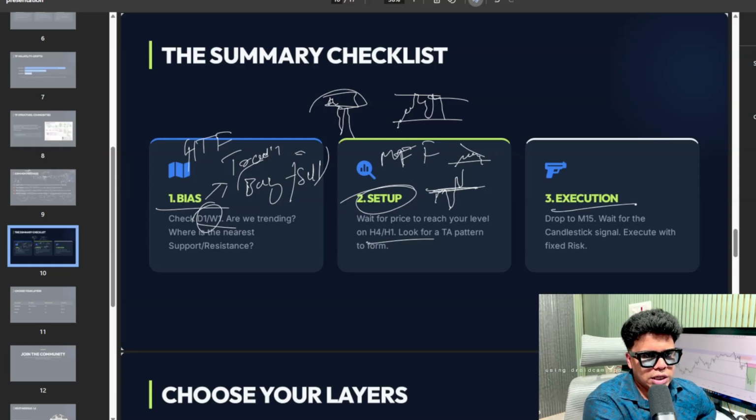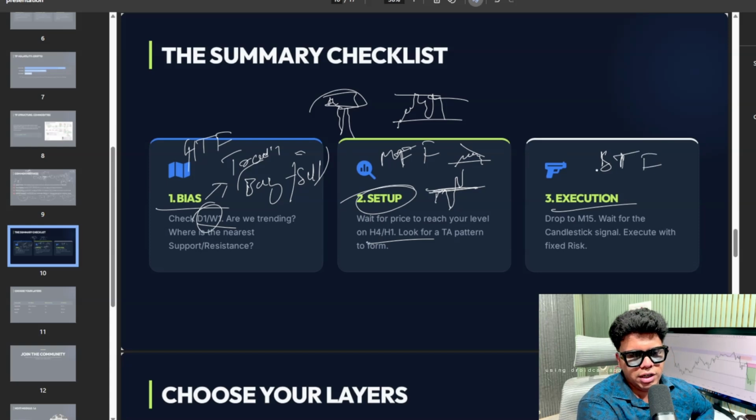Okay, the next one is execution. That comes in the smaller time frame or the lower time frame. These are both a single thing, and we can just give them different names. That's what I said: if you go for any courses, they're going to confuse you by putting thousands of names. The name is nothing in this market. We can just memorize a few names to identify good trade setups. Okay, drop to the 50 minutes time frame.